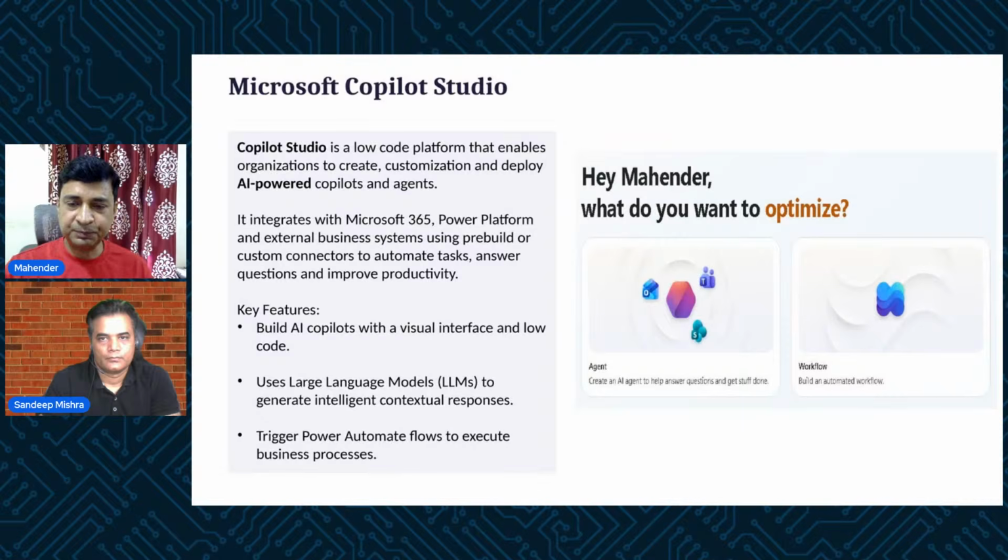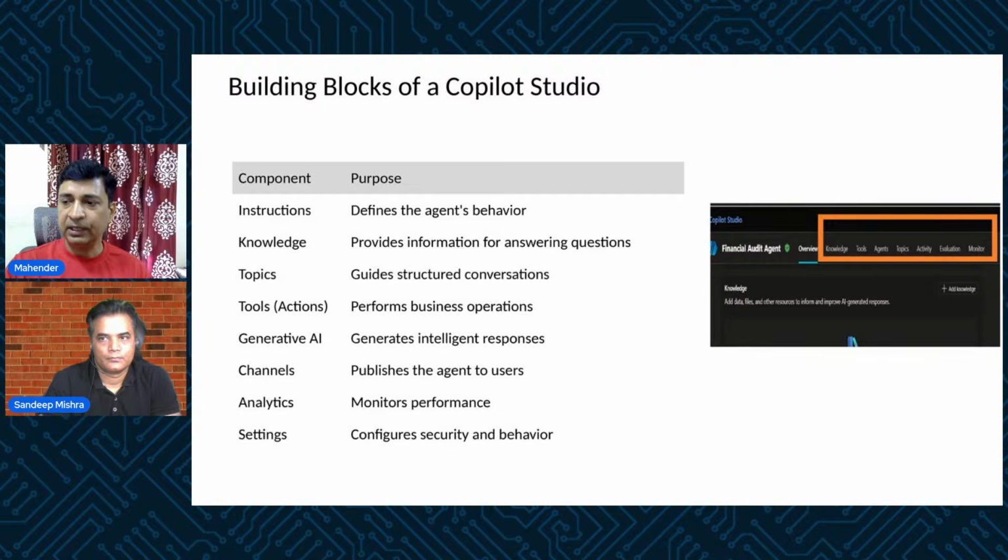So that's the tool that we are going to use here for our demo today. Now let's discuss that. What are the main building blocks? What are the main components that we utilize when we build an agent in Copilot Studio?